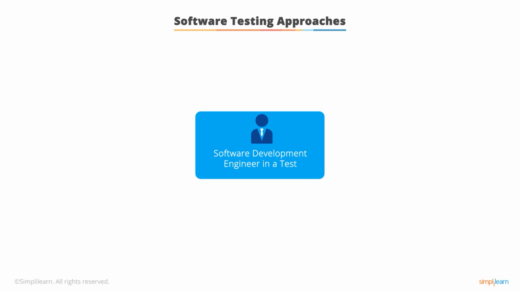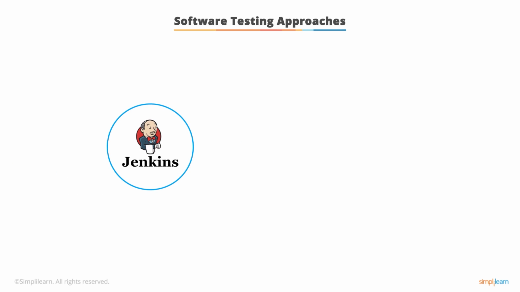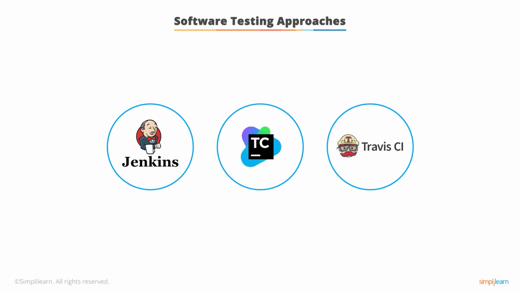The job of the software test engineer, also known as an SDET, is to design the automated tests that will be executed within a continuous integration, continuous deployment framework such as Jenkins, TeamCity, or Travis CI. Test engineers approach testing in a variety of ways depending on the situation.